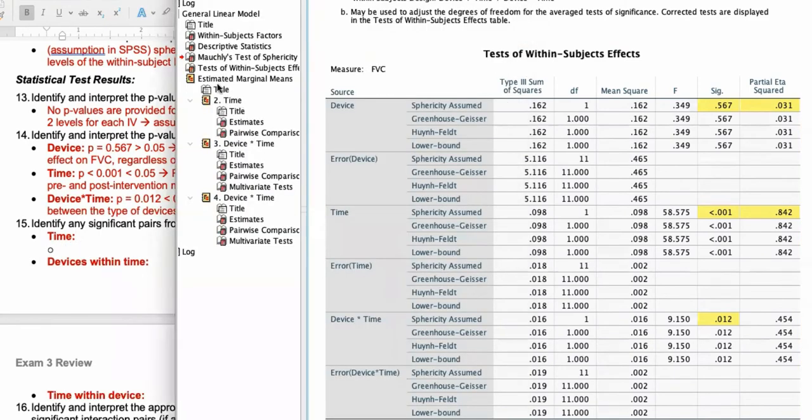And then over here, you'll see I already deleted the first set of pairwise comparisons. That's why it starts at 2, 3, and 4, because I was like, I don't need it. So I tossed it out the window.